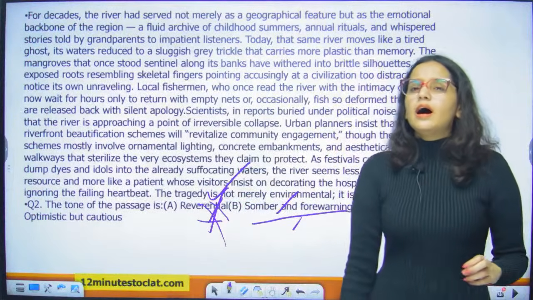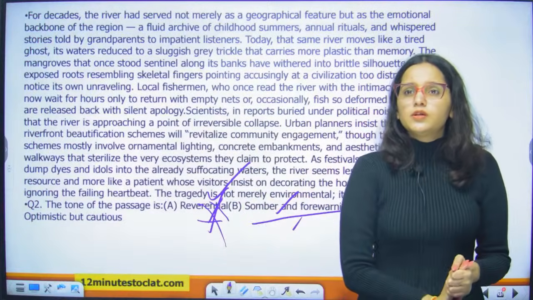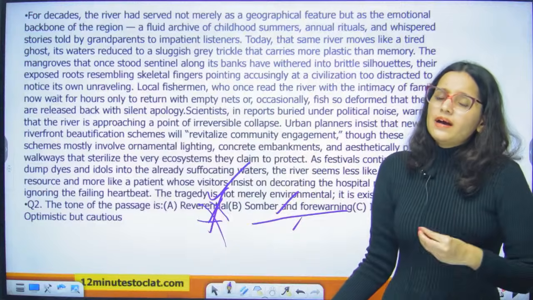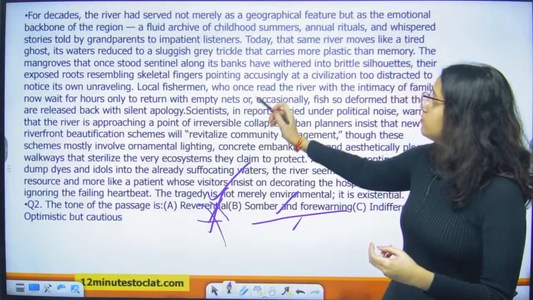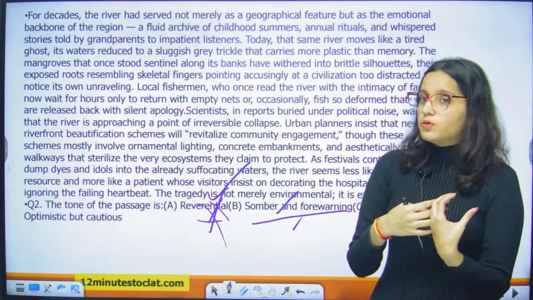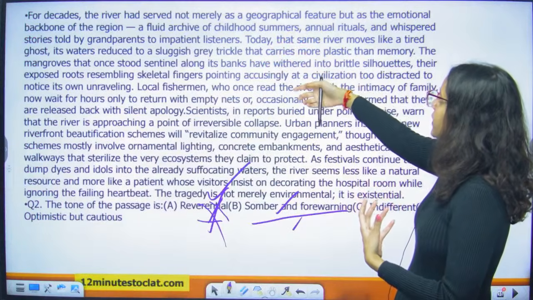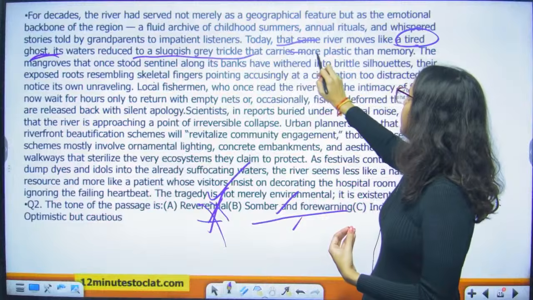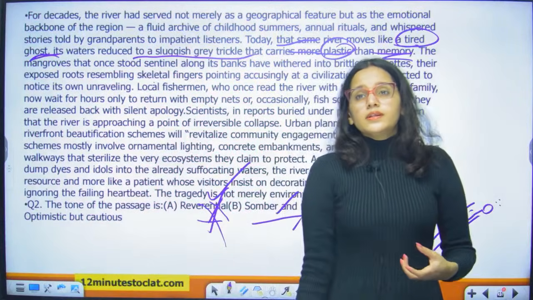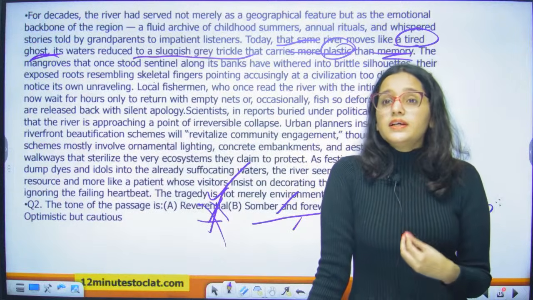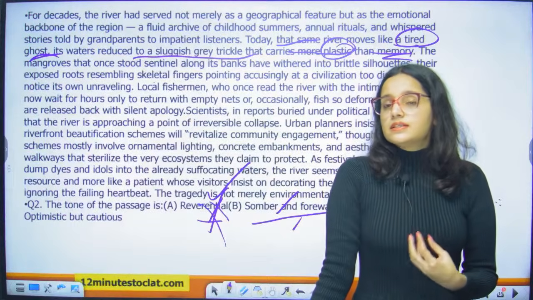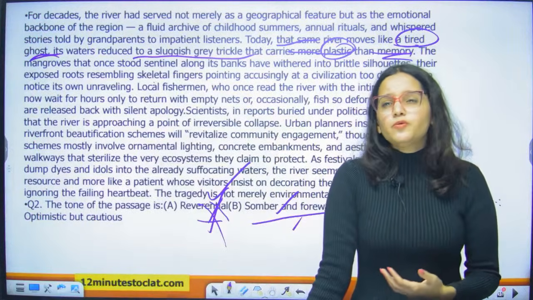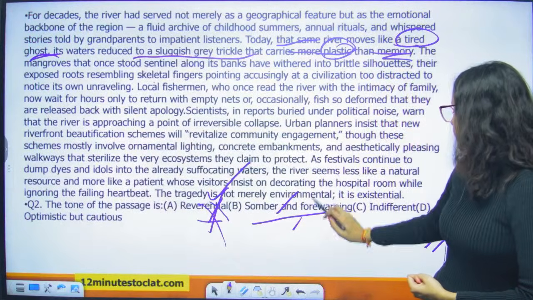Then somber and forewarning. Now, how do we know this is sad? We had this tone in previous passages also. Why are we marking it here? Because here we have some emotional cues. It's coming from a very personal emotional position because he had a childhood around that river. Also, they're saying that same river moves like a tired ghost, reduced to a sluggish grey trickle that carries more plastic than memory. So this piece of writing comes from a very personal space for the author, which is why we are saying he's sad. Basically, the overall tone of this passage is very sad, gloomy, lamenting, right? Which is why we are marking this answer.